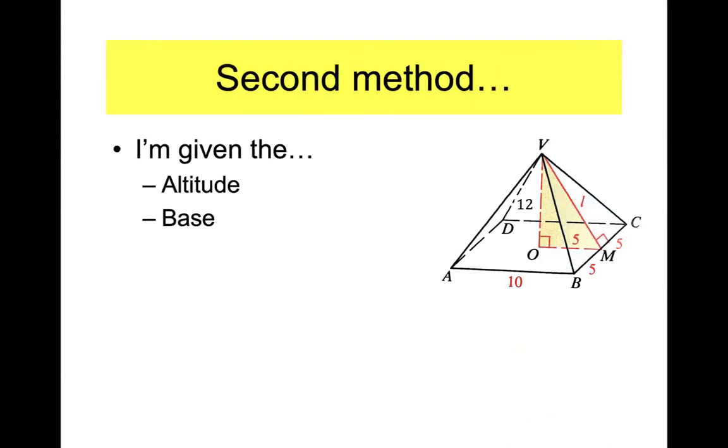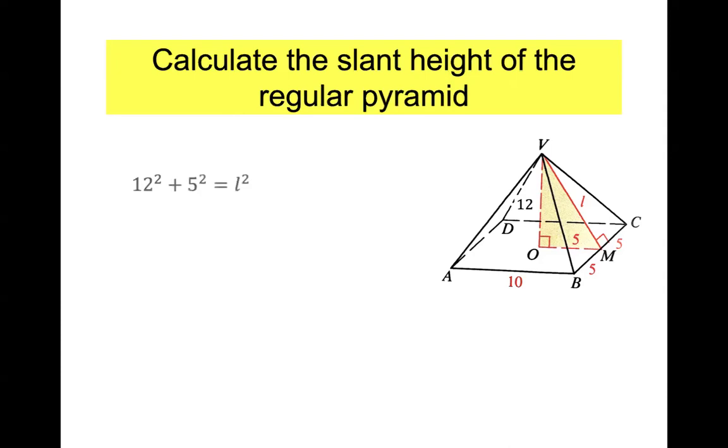Case number two, let's see, what am I given? I'm given the height of the pyramid, 12, and I'm given, once again, a base edge of 10. So now I'm going to actually calculate that yellow triangle right there. And then once again, it's a 5, 12, 13 triangle. It's still the Pythagorean theorem. So I guess in essence, for both techniques, it all boils down to the Pythagorean theorem, but it does mean you need to choose the correct triangle to calculate the slant height.